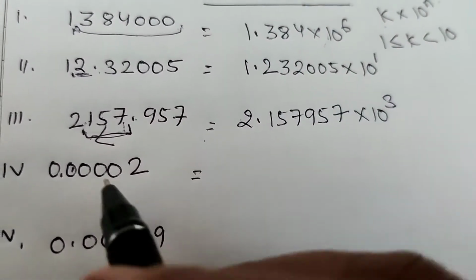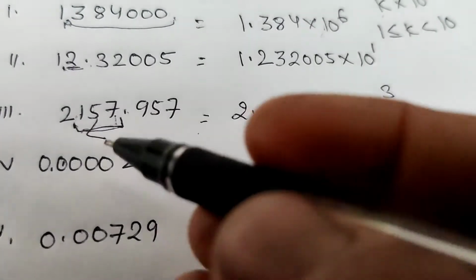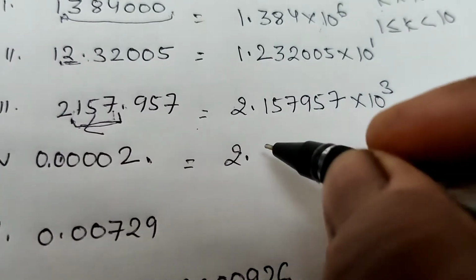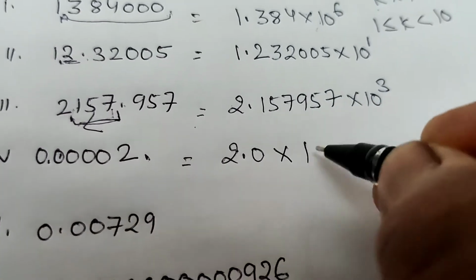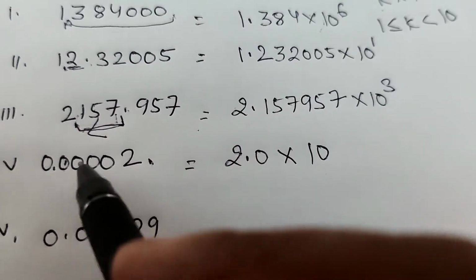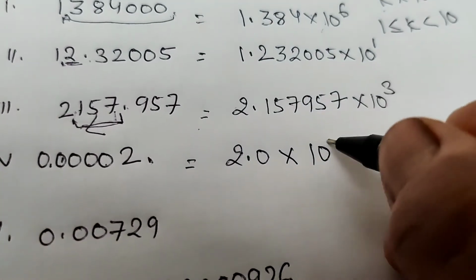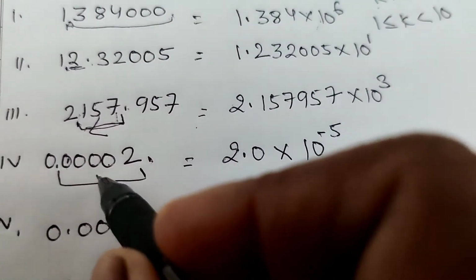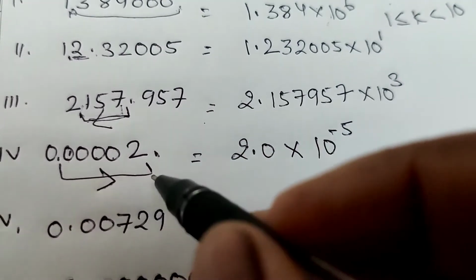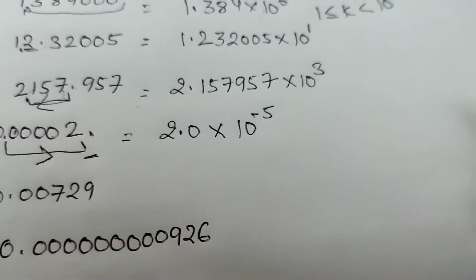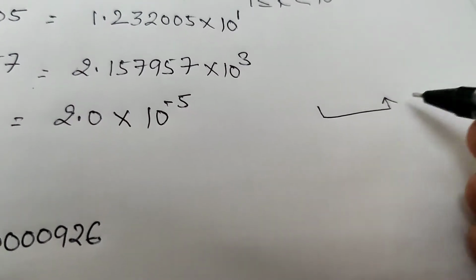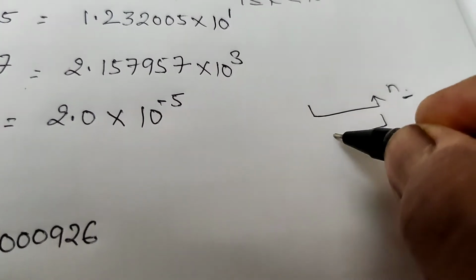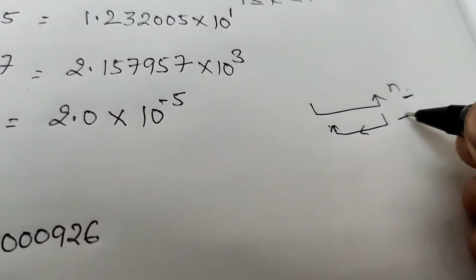Okay. Now come to the negative. N is negative. We have to write only 2. We can write only 2.0. And the 10 raised to power 1, 2, 3, 4, 5. 10 raised to power 5 but in minus. Because decimal comes to this side. If decimal moves from left to right, the power is negative. N is negative. And if decimal moves right to left, positive power. Clear?